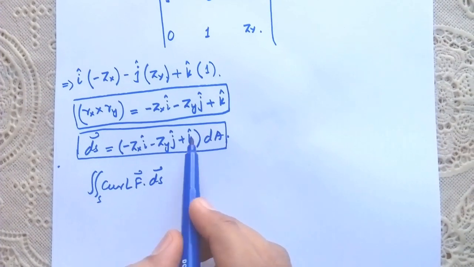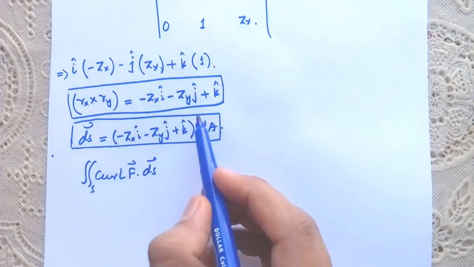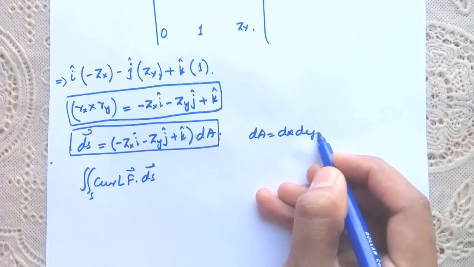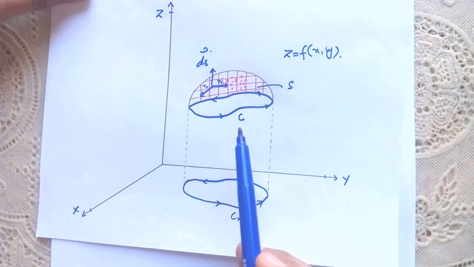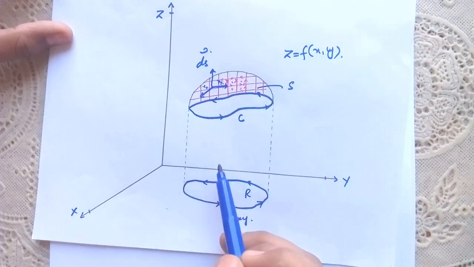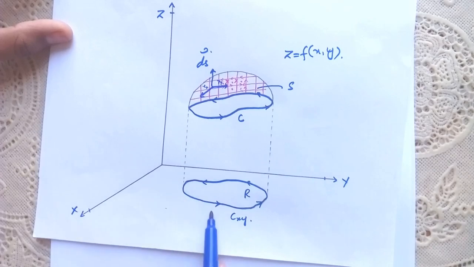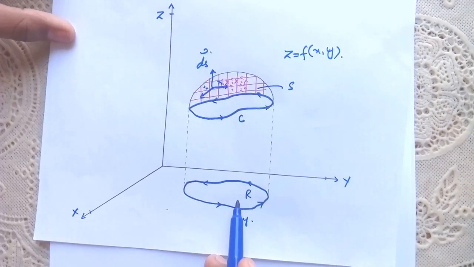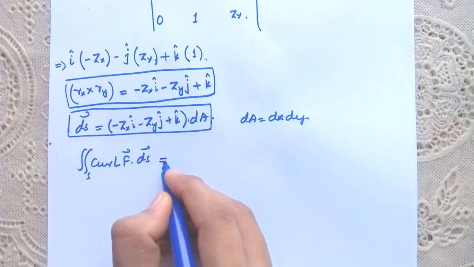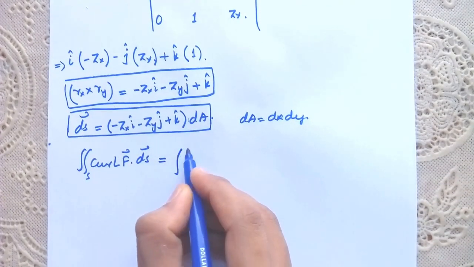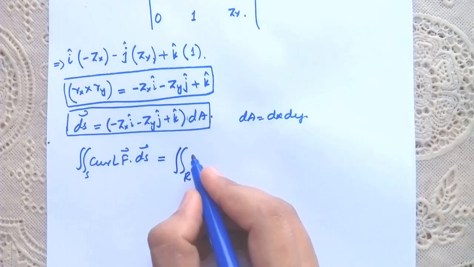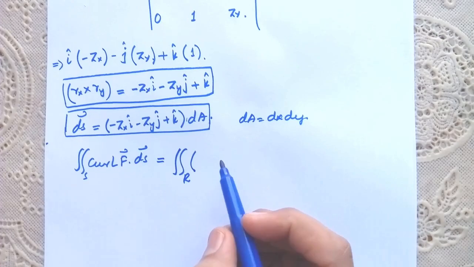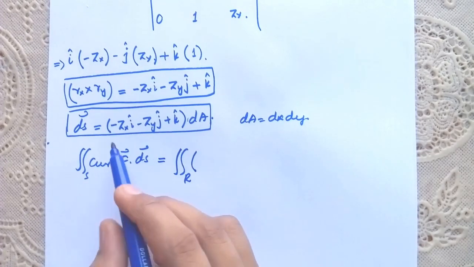Now notice that this dot product involves dA, and dA is equal to dx dy. So now the surface integral turned into a double integral over the domain, where the domain is this region R, right? The domain of the function is this region R. So the surface integral is equal to the double integral over the region R, and here we write the product of two vectors, that is, the curl of F and dS.